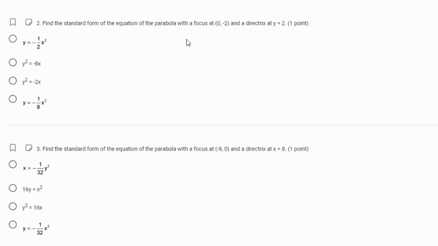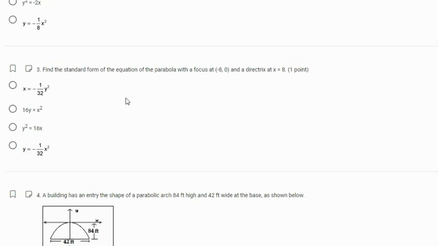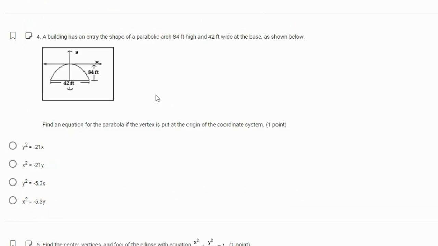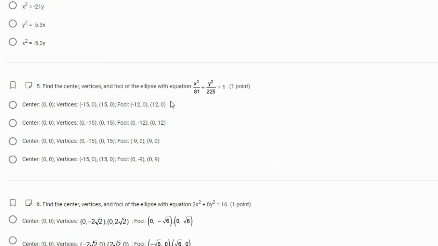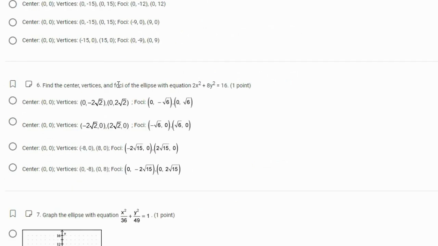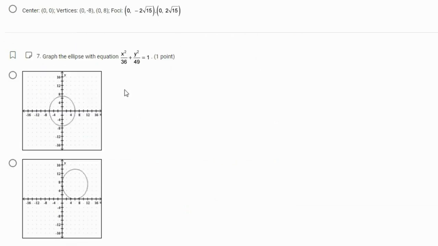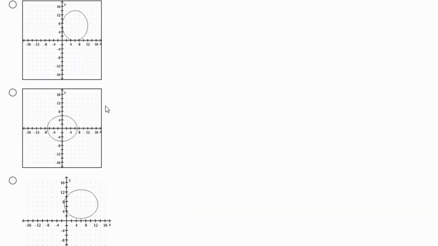Find the standard form of this equation. Here's one of those that we've got a building that has an entry, the shape of a parabolic arch. Which equation matches this arch? Find the center, vertices, foci of this ellipse that has this equation. Same thing, ellipse with this equation. See, different equations there. Graph the ellipse that has this equation. So which one of these 4 graphs is that going to be?